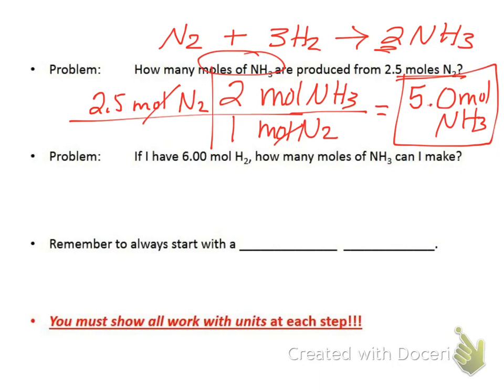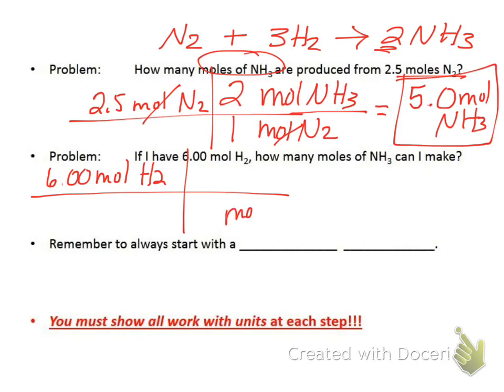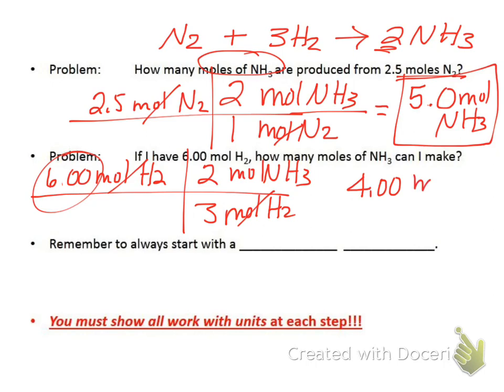So in the next one I have 6.00 moles of hydrogen, and I want to know how much ammonia I can make. So I need to get rid of moles of hydrogen, so I put it on the bottom, and moles of ammonia on the top. And that relationship is for every 3 moles of hydrogen, I can produce 2 moles of ammonia. So now I do the math. 6 times 2 is 12, divided by 3 is 4. So how would I report that? 4.00, because I have the 3 sig figs there.